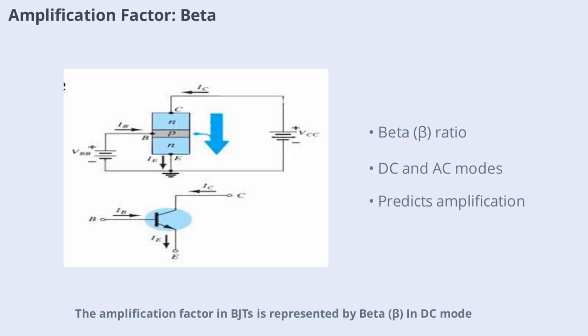Amplification factor in BJTs is represented by beta. In DC mode, beta is the ratio of collector current, IC, to base current, IB, typically ranging from 50 to over 400. In AC mode, the amplification factor is similar, with slight variations. Understanding beta is crucial for designing amplifiers and predicting transistor behavior in different operating conditions.